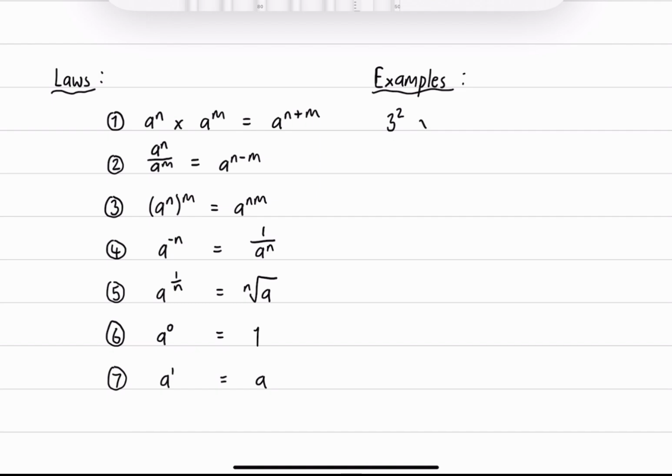3 to the power of 2 times 3 to the power of 5, adding the powers together gives 3 to the power of 7. Next, 9 to the power of 2 over 9 to the power of 4, subtracting the powers gives 9 to the power of negative 2. Next, 7 to the power of 2 to the power of 3, multiplying the powers gives 7 to the power of 6.